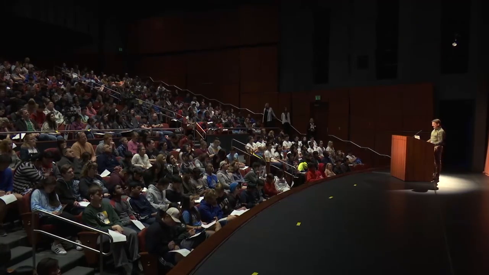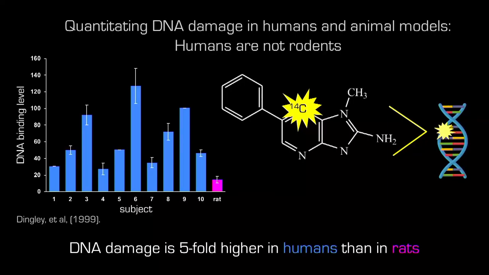But the interesting thing is every human that we looked at actually had higher DNA binding levels than the animal model that we were relying on to give us an indication of how toxic this chemical might be. So the DNA damage in humans was actually about fivefold higher in the human patients than in the rats. So what that kind of told us is humans are not rodents. You know, we kind of all know that. But we can't rely on these laboratory animals to tell us what's happening in humans. It's best to do these low-dose exposures in actual humans because that gets us to the data that we really want.